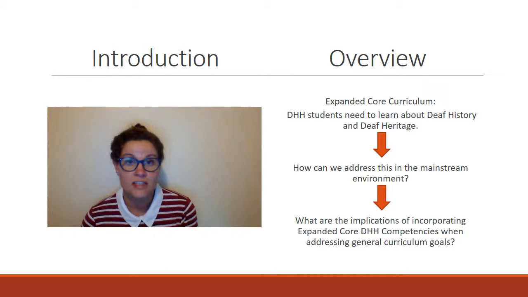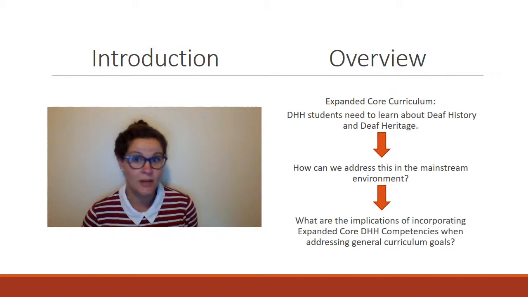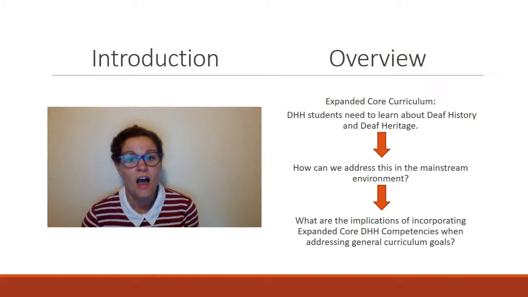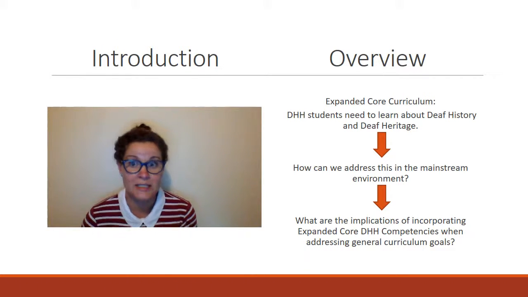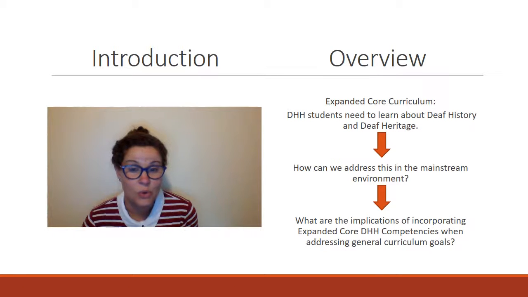In order to do this, the itinerant teacher must figure out how to incorporate both in an environment where time is not always on our side. As an itinerant teacher, this is a struggle that I have faced as well. I wanted to create and implement a unit that allowed me to address and support general curriculum goals while using the expanded core deaf and hard of hearing competencies and resources. Furthermore, addressing deaf and hard of hearing competencies such as deaf culture and deaf heritage is important. If the itinerant teacher does not address these issues, who will?